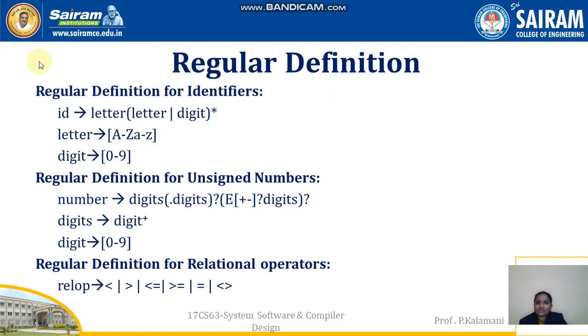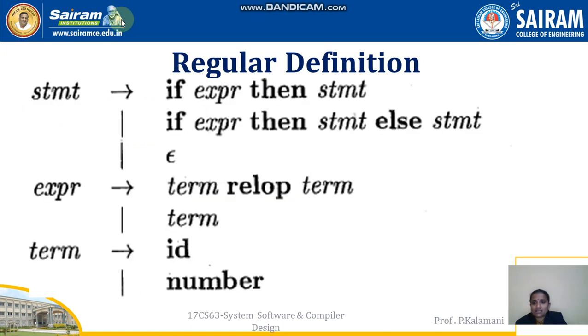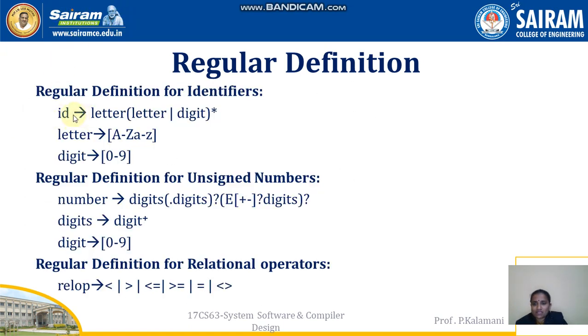Then next we will see the regular definition of identifiers. What is the definition of an identifier? The rule for an identifier is that it starts with a letter, followed by letters or digits. So the identifier is defined as ID: a letter followed by letters or digits any number of times. A single letter is also an identifier. X is an identifier. Then how can we define a letter? It may be any letter in the alphabet, a capital A to Z or a small a to z. A digit is any one of the digits, that is 0 to 9.